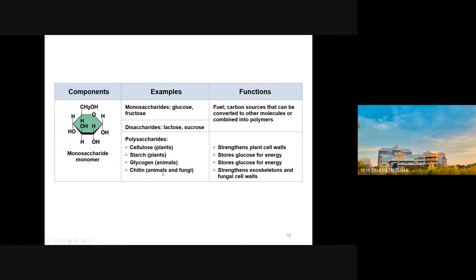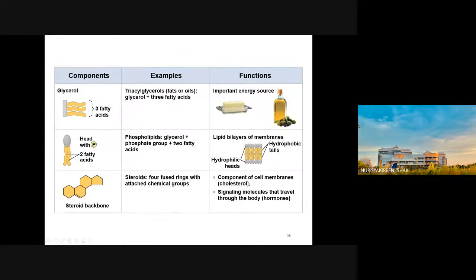And then chitin, in animals and fungi. Okay, chitin is the component of the exoskeleton of insects, for example the grasshopper. The exoskeleton is made up of chitin, which is a combination of carbohydrate and also protein. This is chitin, a component of the exoskeleton of insects and also the fungal cell wall.